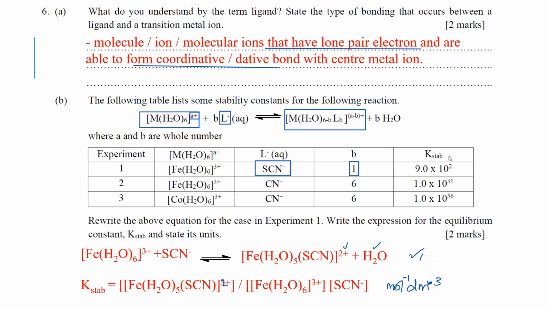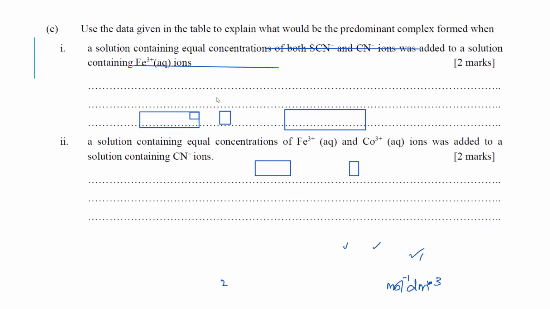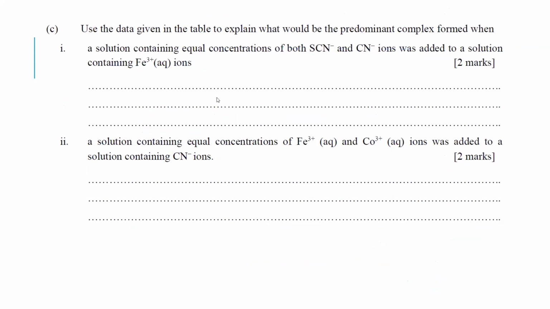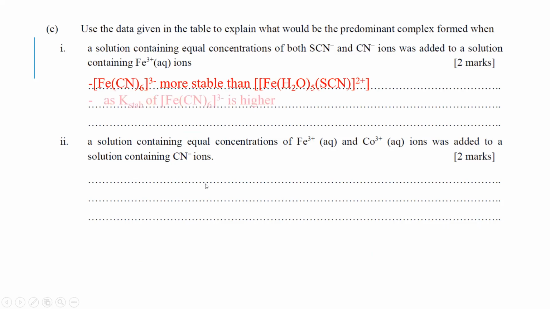So let's continue to the next question. Using the data in the table, explain what would be the predominant complex formed when a solution containing equal concentrations of both SCN minus and CN minus was added to the solution containing Fe3+. So here, of course, Fe(CN)6 3- will be more stable than [Fe(H2O)5SCN]2+. How do you tell that? Because the stability constant of Fe(CN)6 3- is greater. So that is why it is more stable.